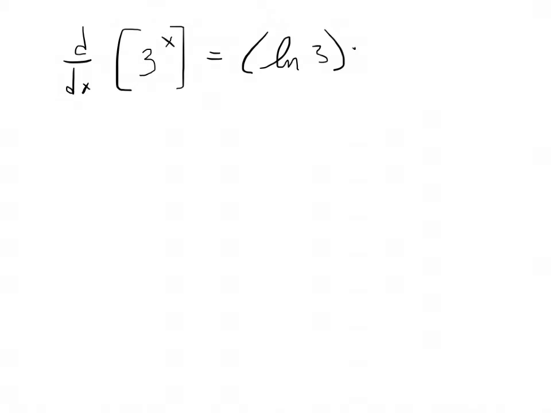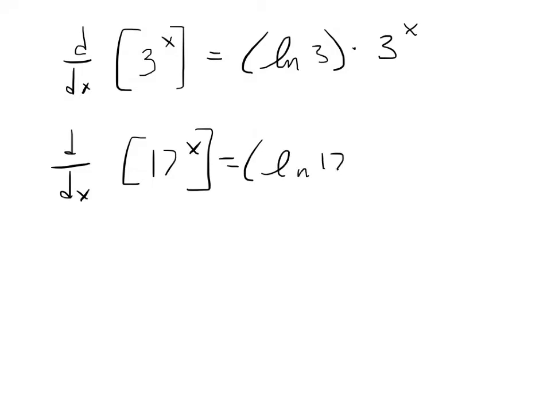After that, just a couple days ago, we learned how to take the derivative of a constant raised to a variable power. We learned that the derivative of 3 to the x is the natural log of 3, the natural log of the base, times 3 to the x. Same deal: the derivative of 17 to the x is a constant to a variable power, so it's the natural log of the base times the base to the power. And of course, the chain rule still applies. All of those things still apply here.